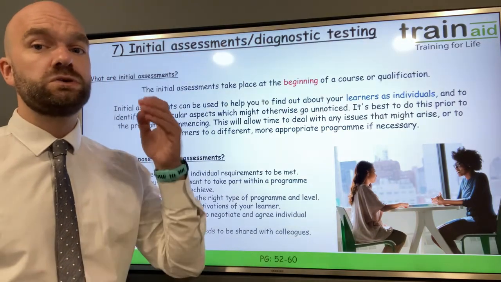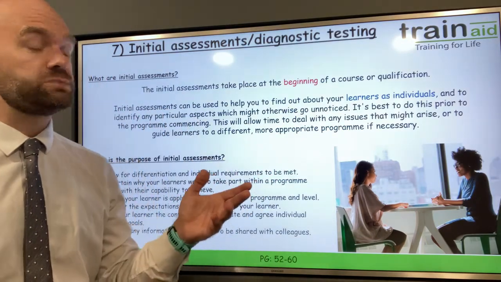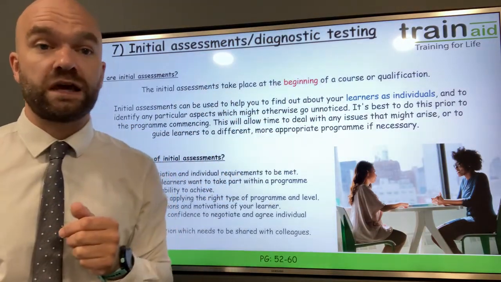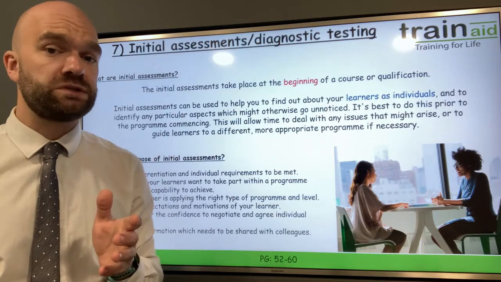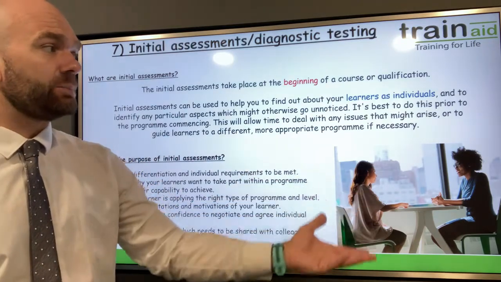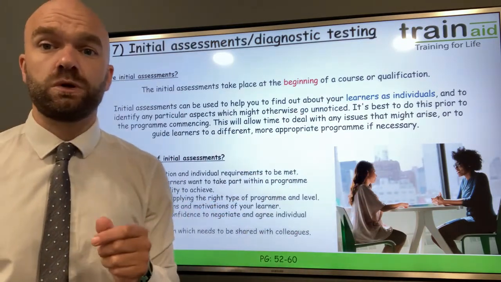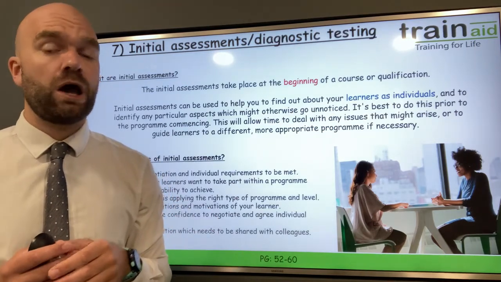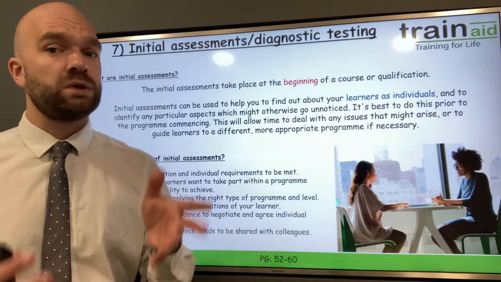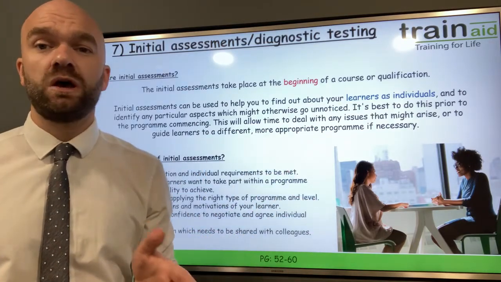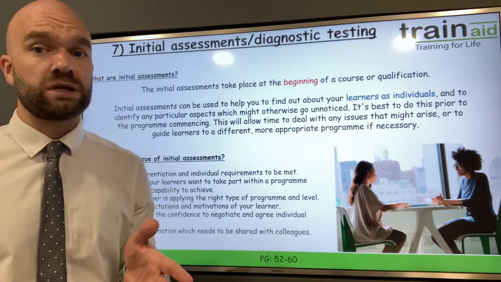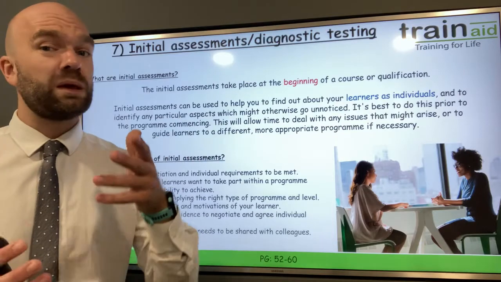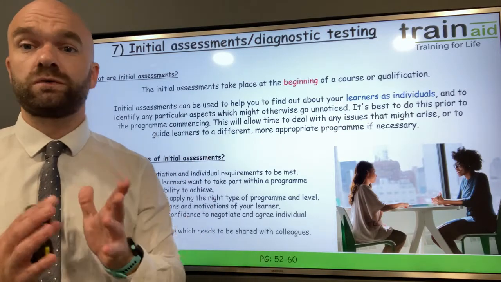In regards to a definition, initial assessments take place at the beginning of a course or qualification. Without initial assessments, we wouldn't be able to find out about the learner as an individual, and ourselves as teachers, we wouldn't be able to support them fully on the course or program. Without initial assessments, learners might not feel valued within your classroom, and therefore they might disengage, they might lose interest, or they might leave a course or qualification. So of course we don't want that.